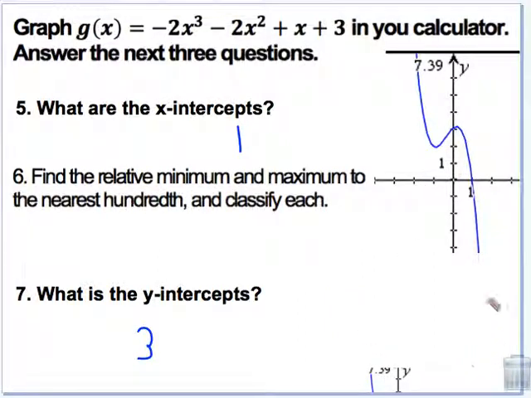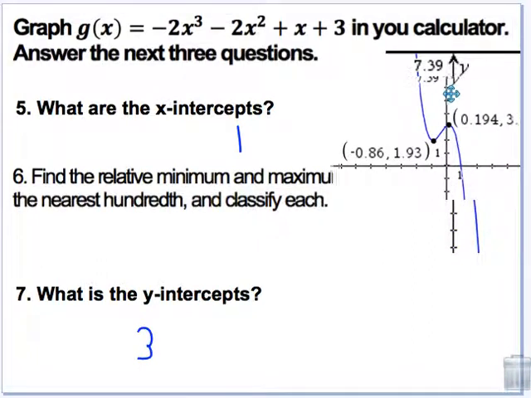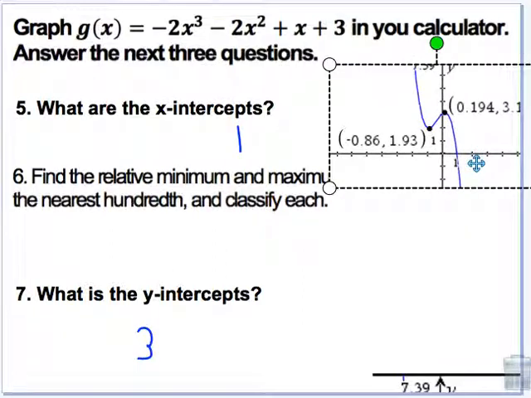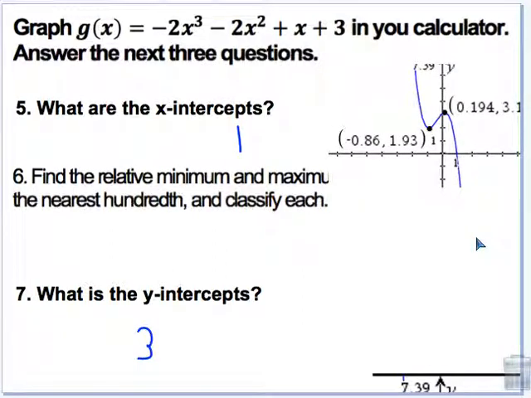And then they want us to find the relative minimum and maximum. I didn't change my graph, so I went ahead and searched for the graph. When you analyze your graph, to do this you need to do Menu, Analyze Graph, and then find maximum and minimum. So here's your minimum, here's your maximum.